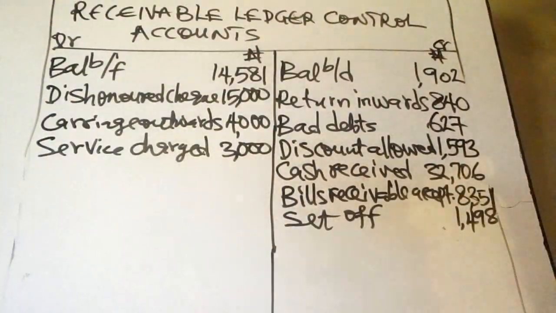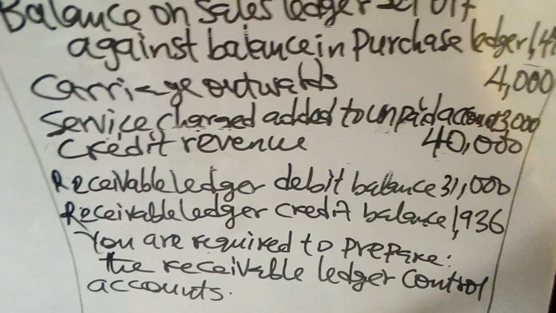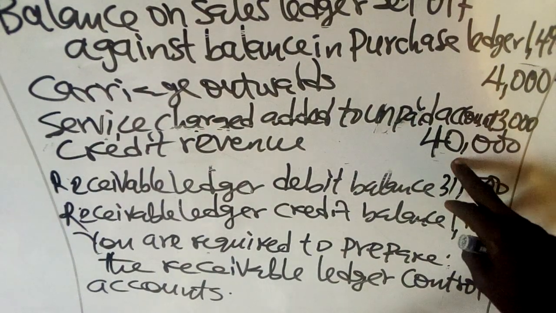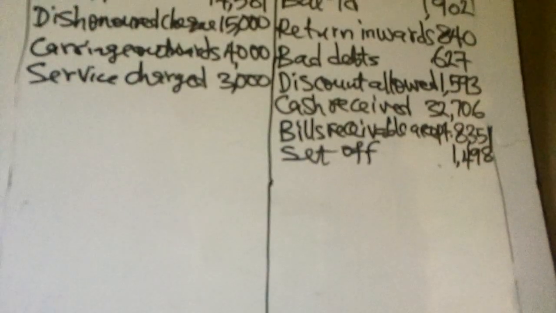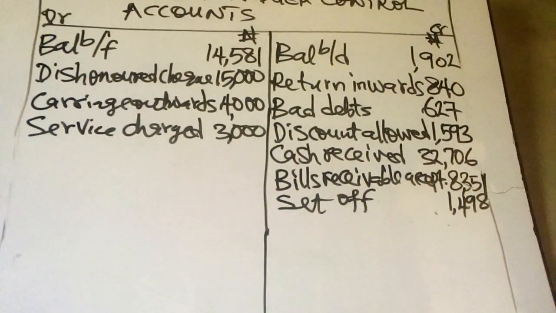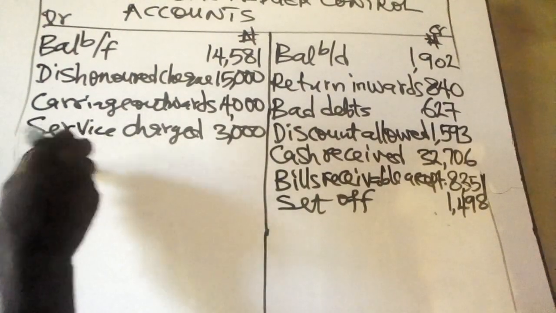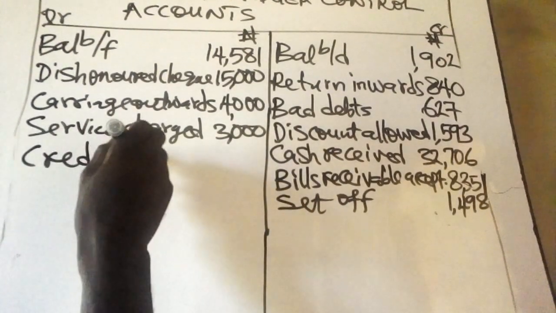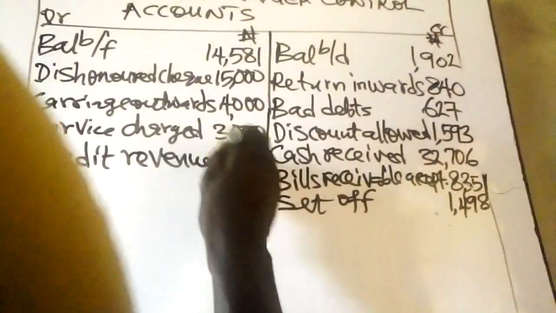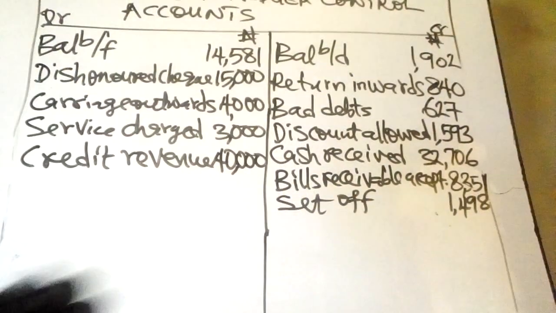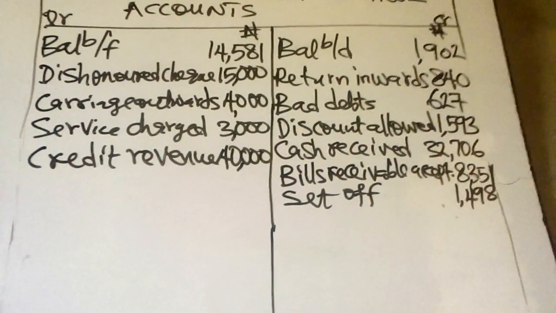So you debit it. Then the next item is credit revenue, where you sell to customers on credit. So customer debt increases, so you debit it. Credit revenue, and that amounted to 40,000. That is credit revenue.